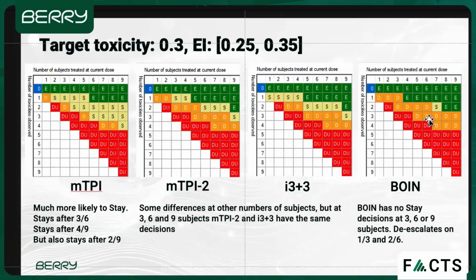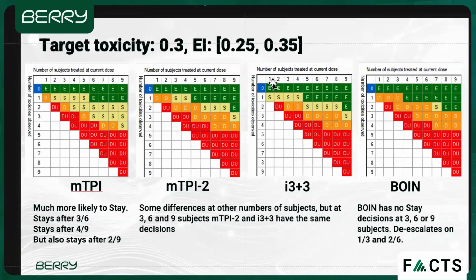So here are the decision tables. In each table, you've got across the top the number of subjects treated at the current dose, and down the side you've got the number of toxicities observed. So obviously, this is really a sort of upper triangle completed table because you can't have more toxicities than the number of subjects on the current dose. In all designs, if you've seen no toxicities, no matter how many subjects you've observed, we're going to escalate.